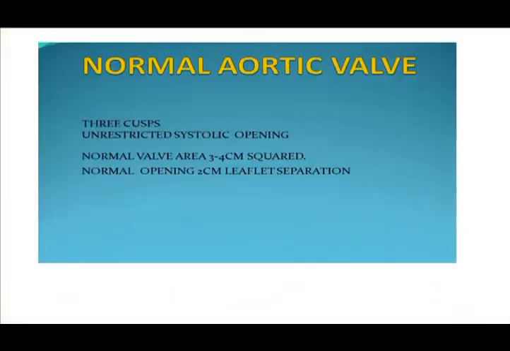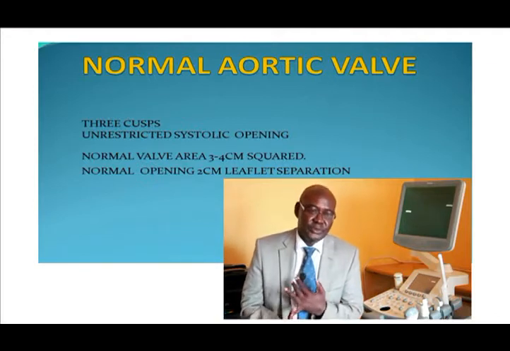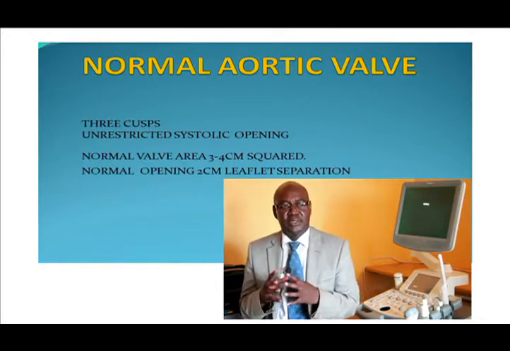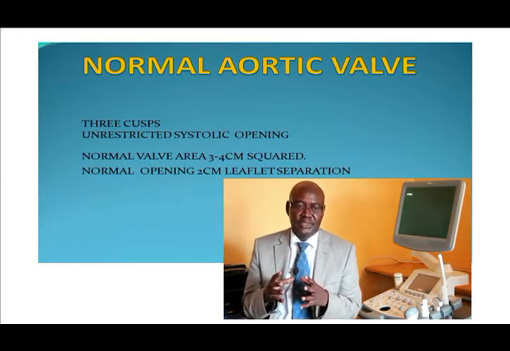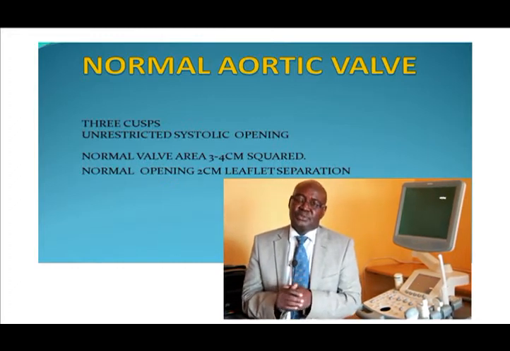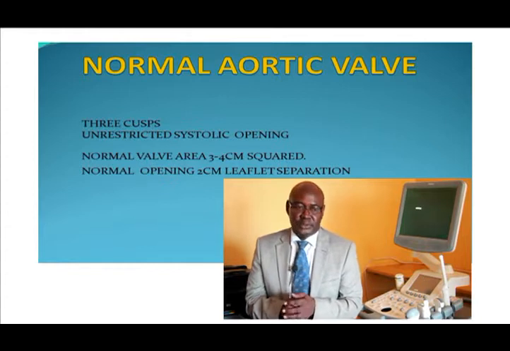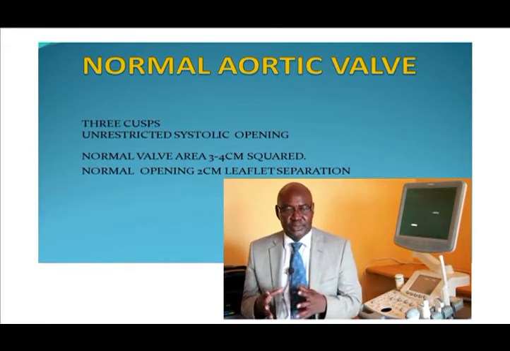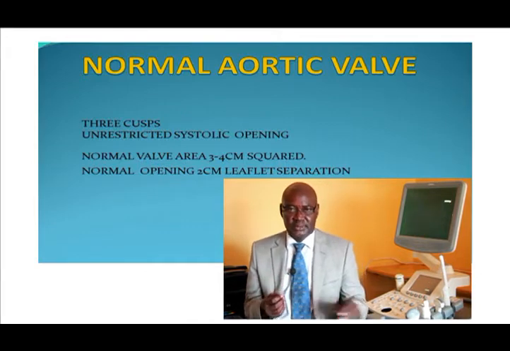The aortic valve has three cusps with unrestricted systolic opening. So when the ventricle contracts, the valve should open without any restriction. The normal valve area usually is between 3 and 4 square centimeters, and the normal opening distance or separation of the leaflets is supposed to be at least 2 centimeters.